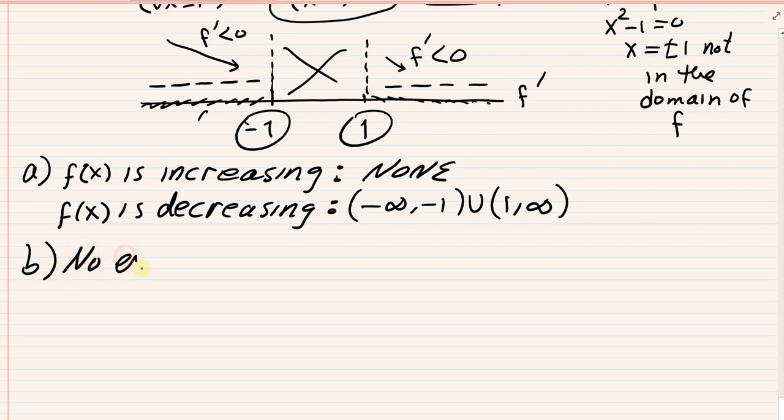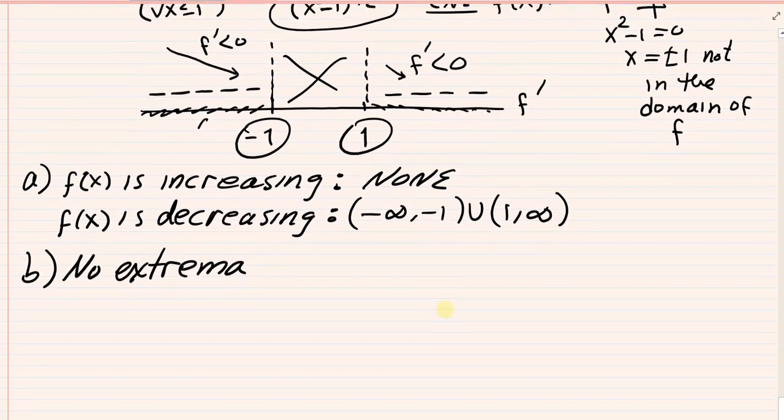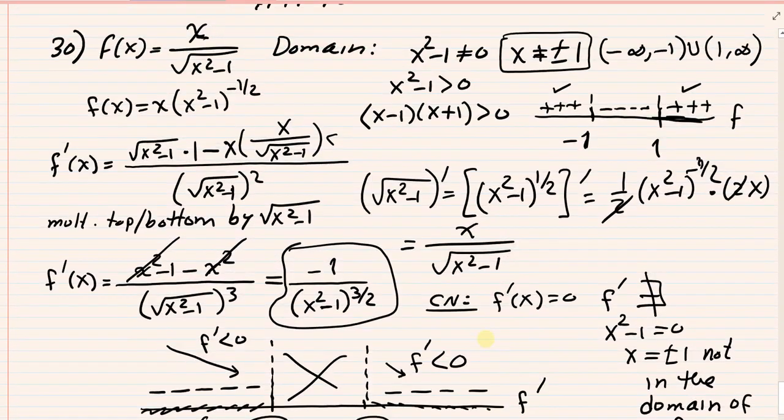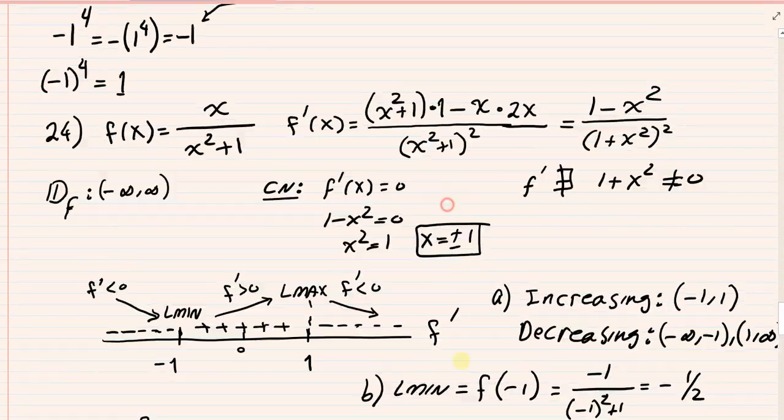There is no extrema, because there is no transition from, let's say, negative to positive or from positive to negative. So we don't have that. And therefore, there are no extrema for this exercise. Okay. And that's all in number 30. Let's look at one last one in this section and we wrap it up.